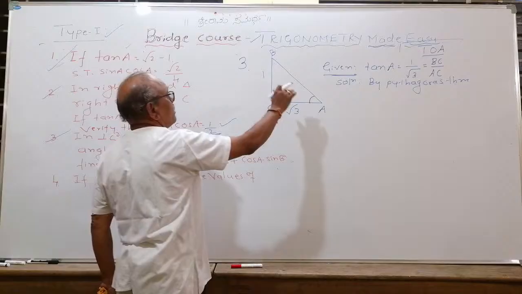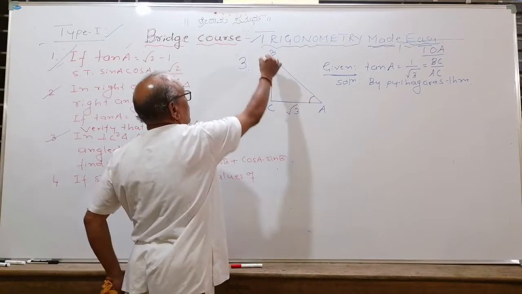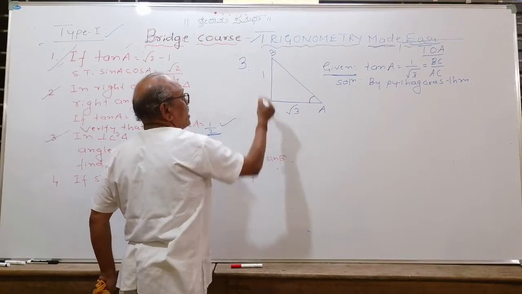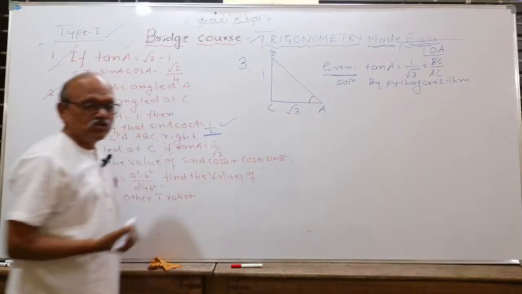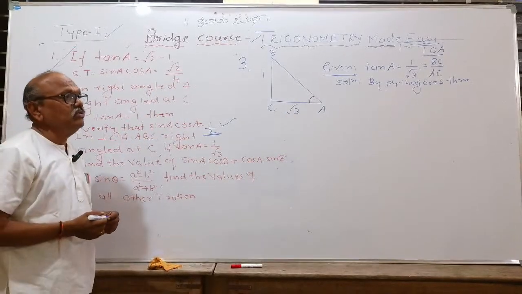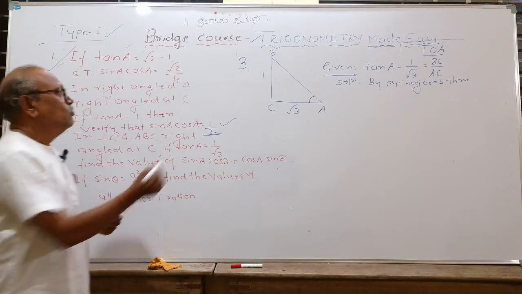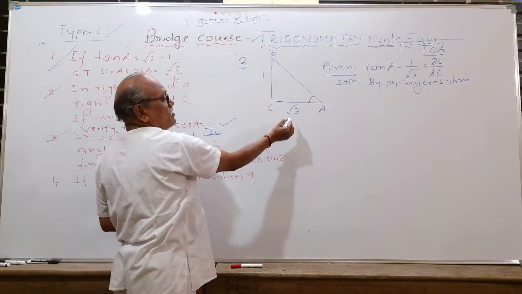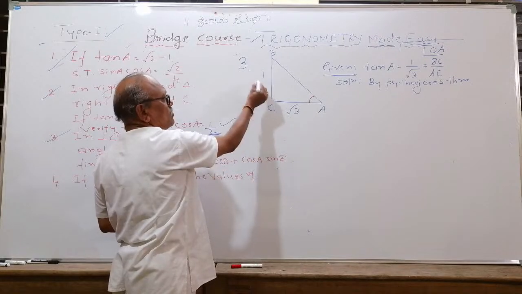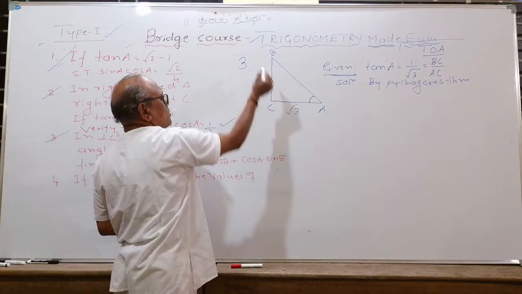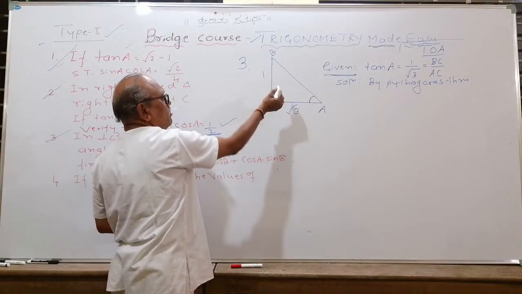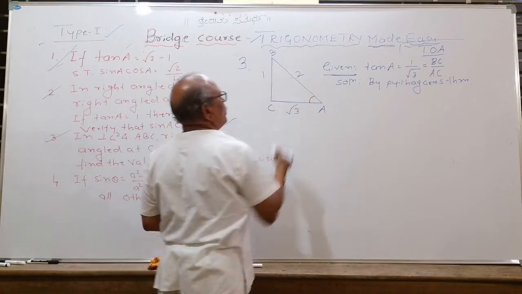See, what is the theorem? AB square is equal to BC square plus AC square. Those who are writing competitive exams, your mind maths is very much required. 1 square becomes 1, root 3 square becomes 3. Okay, 3 plus 1 becomes 4. Then AB square becomes 4. AB will be 2. You can do it in mind.